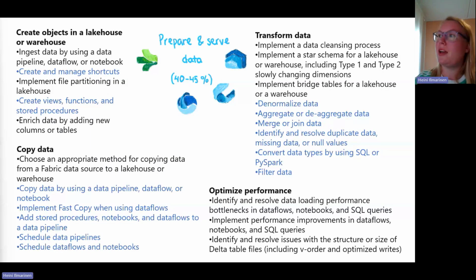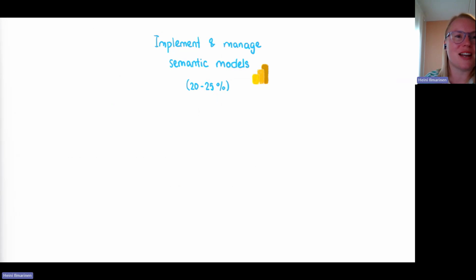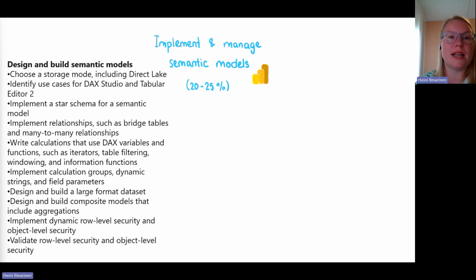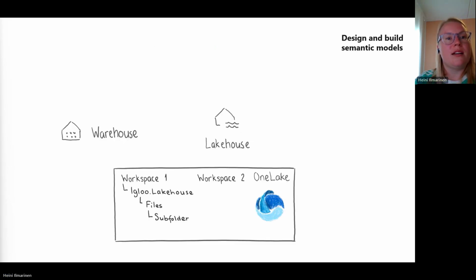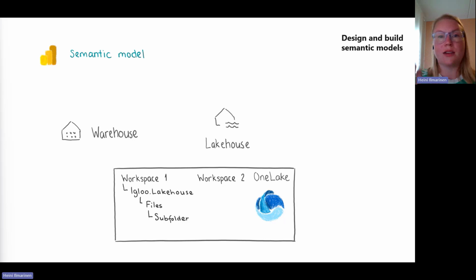All right, so again, we've covered some of these, but since we don't have too much time, we will go on to the next area, which is the semantic model side. This has both aspects of designing and building semantic models, as well as optimizing enterprise-scale semantic models. On this side, we remember that we get a semantic model when we create a lakehouse. That is the default one, but of course we can create custom ones as well.